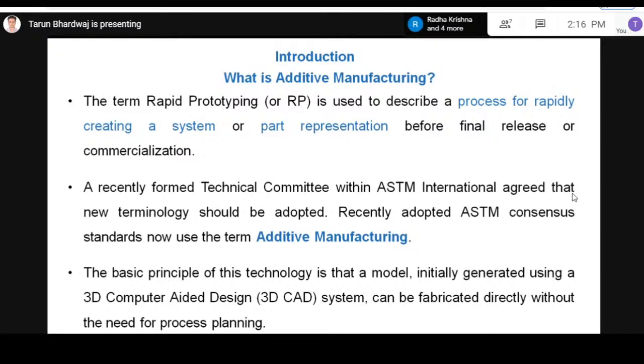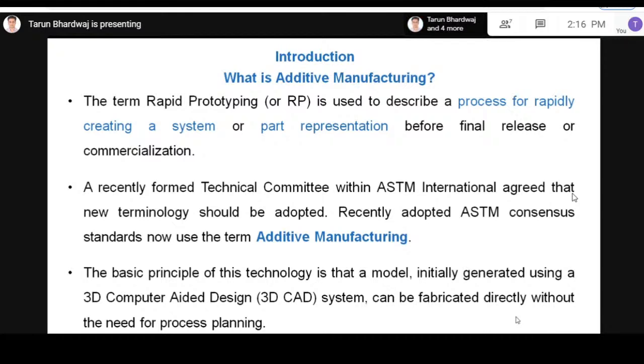The basic principle of this technology is that a model is initially generated using a 3D CAD system. If we have some design in our 3D CAD system, you can use any 3D CAD software. Suppose you can take SolidWorks, AutoCAD, or NX, whatever you want. These CAD files you can directly convert into models by using this particular manufacturing process.